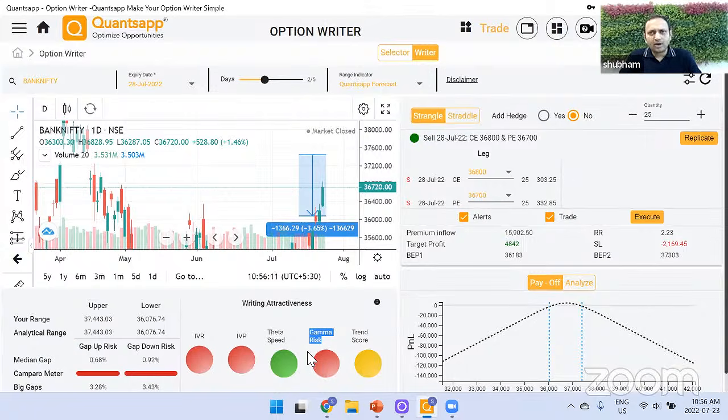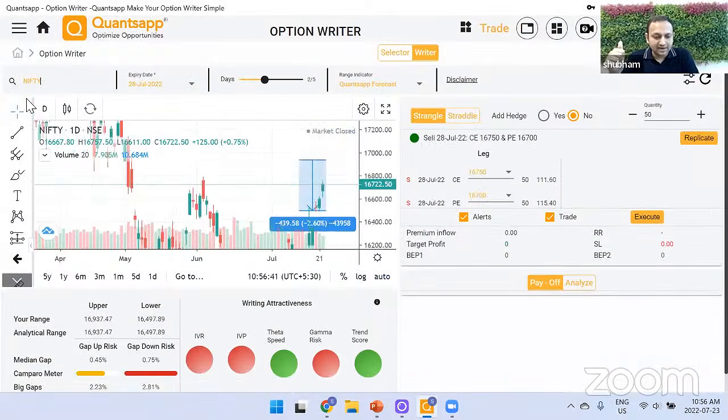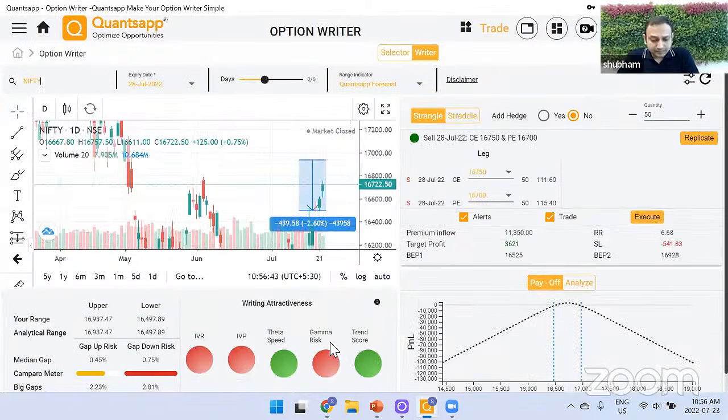And ideally for weekly options, when you go and write on maybe Tuesday, you'll see that the gamma will start becoming yellow and green. So writing options for weekly on Tuesday, Wednesday, Thursday will be more lucrative than writing options way ahead in the expiry. On the expiry day, you will have a lot of gamma risk and you will see it red.